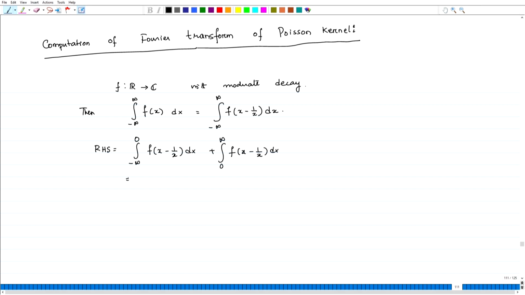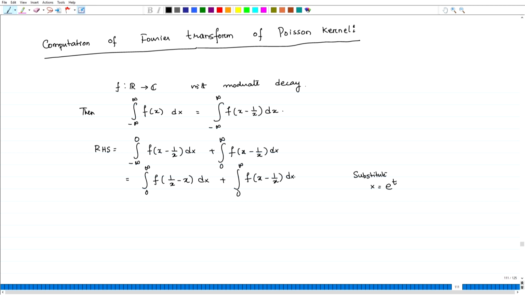Now, if I make a change of variable x going to minus x, what I am going to get is the integral from 0 to infinity of f of (1/x minus x) dx plus the integral from 0 to infinity of f of (x minus 1/x) dx. So, now you can see that x is a non-negative number. Therefore, I can make the substitution x equal to e to the power t.